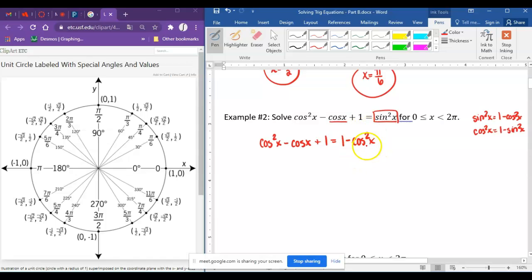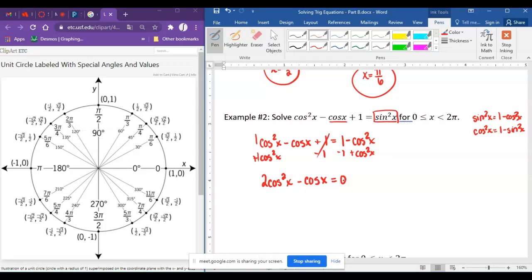Alright, so I'm going to move everything to one side. So I'm going to subtract this 1 right here. I'm also going to add that cosine squared x. And this is like 1 cosine squared x plus another 1 cosine squared x, which is going to give me 2 cosine squared x minus cosine x. The 1's will cancel here, and this will equal 0. Okay, questions?